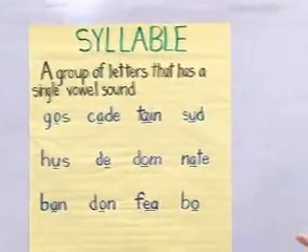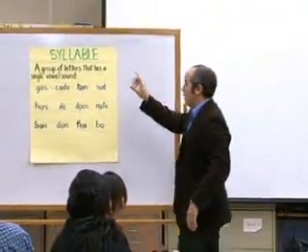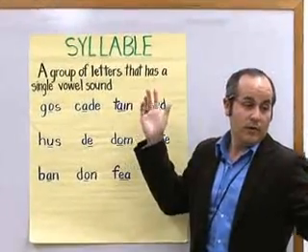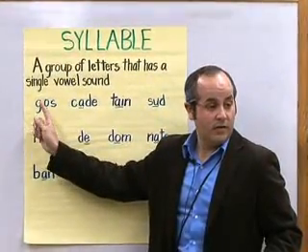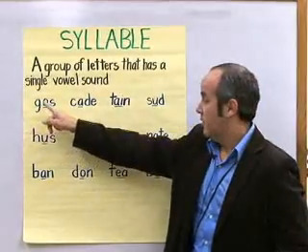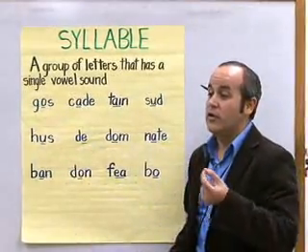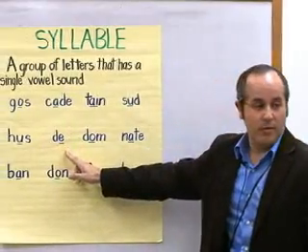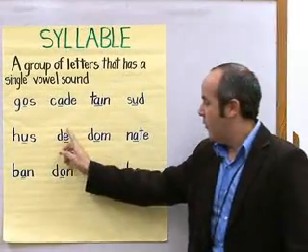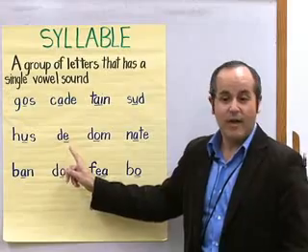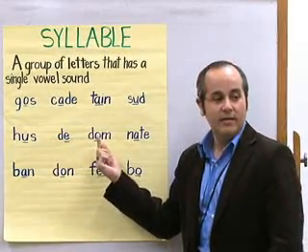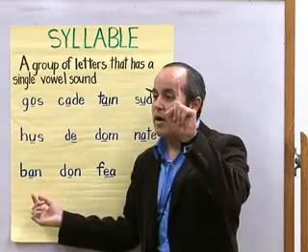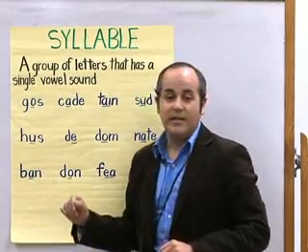So what is a syllable? A syllable, you guys, is a group of letters that has a single vowel sound. For example, I have a group of letters here. This is a syllable. The vowel sound that I hear is the short O. Goss. This is a syllable. Group of letters, and we only have one vowel sound. Ed. This is a syllable. Group of letters, and we only hear one vowel sound. In this case, it's the short A.